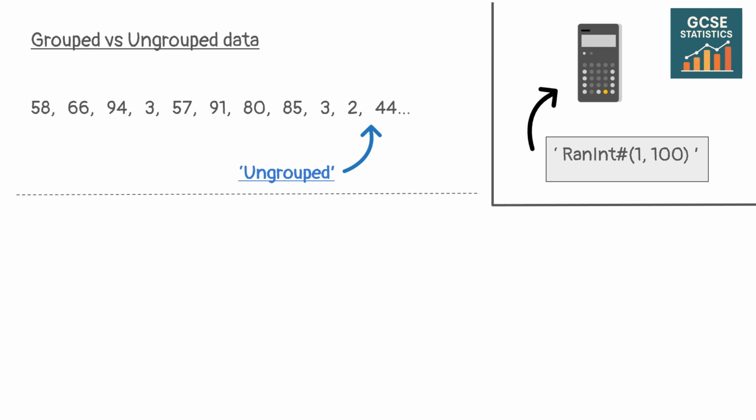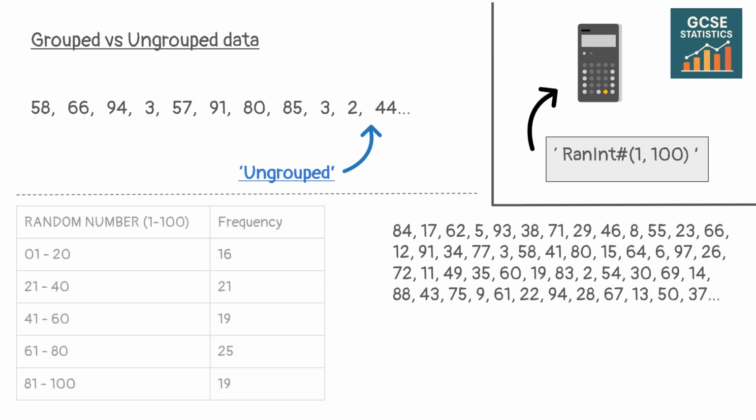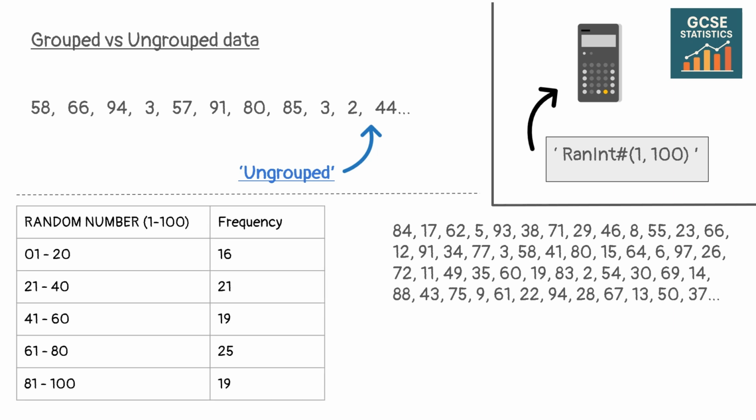I did this a few more times, 100 to be exact, and I put it into this table here. We'll see what the table actually is in more detail later. If the number was between 1 and 20, I incremented, meaning adding 1, to the frequency. For 1 to 20, it happened 16 times. For 21 to 40, 21 times, and so on. This is what we call grouped data.